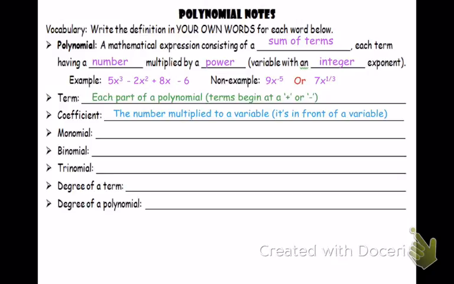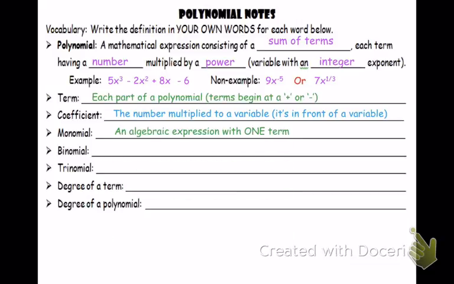Now we have several types of polynomials that are used a lot: the ones that have 1 term, 2 terms, and 3 terms. We call those monomials, binomials, and trinomials. Mono is a prefix for the word 1. Bi is a prefix for the word 2, like a bicycle has 2 wheels. Tri is a prefix for the number 3, like a tricycle has 3 wheels.